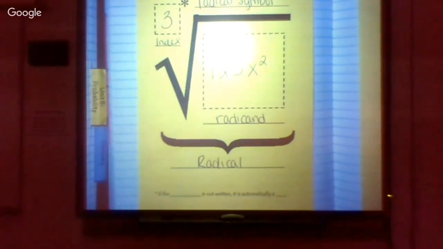2 times 2 is 4, times 2 is 8. So the cubed root of 8 is 2. You need to have 3 of the same numbers that multiply together to give you the radicand. So something like the cubed root of 27 is 3. 3 times 3 is 9, times 3 is 27. So for the cubed root, I'm taking 3 times 3 times 3. I'm taking it 3 times.